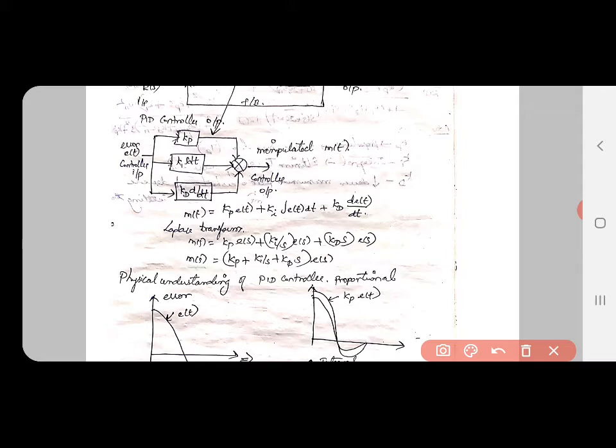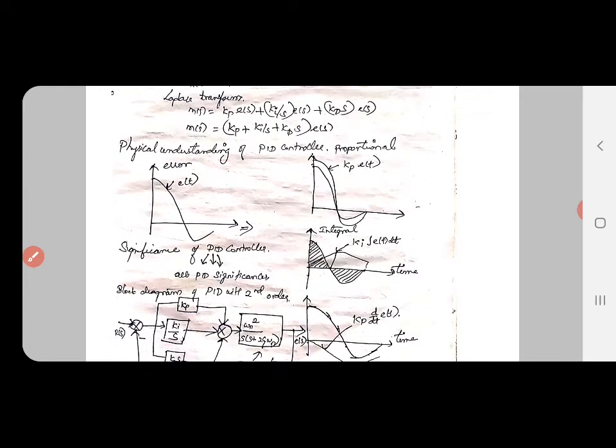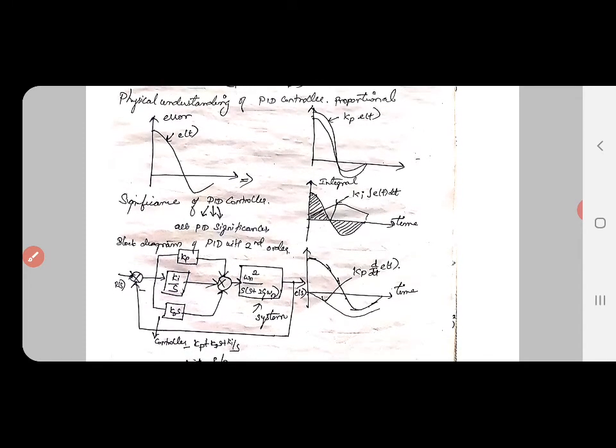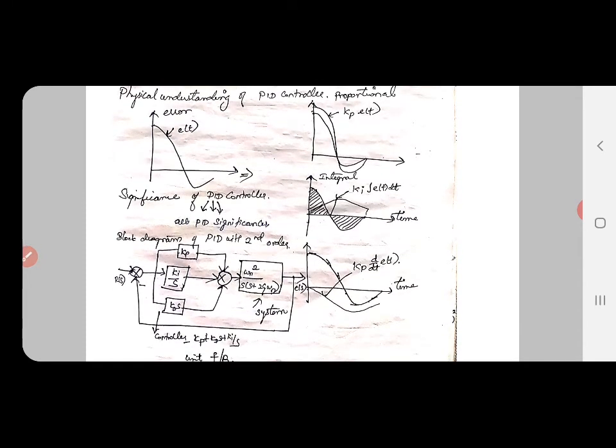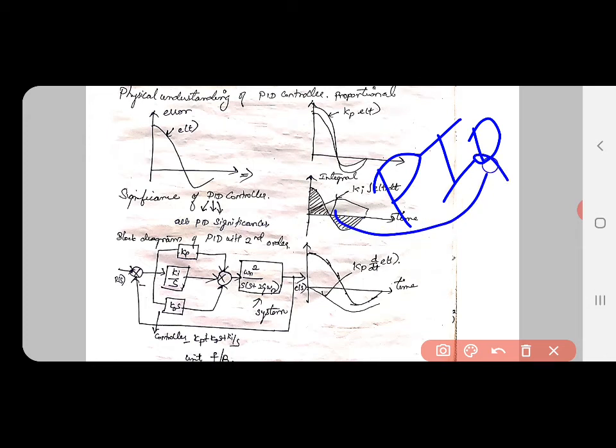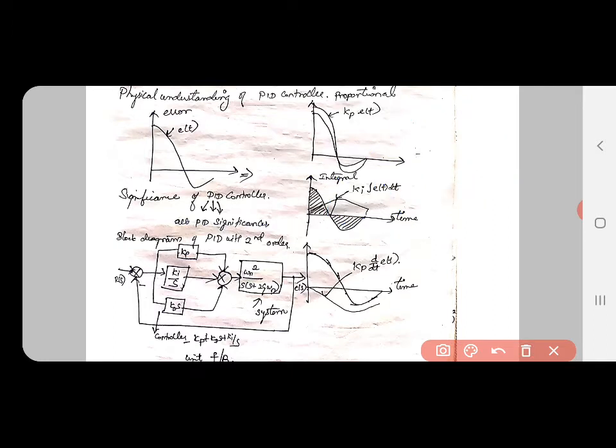Then we see the physical understanding of the PID controller. The significance of the PID controller is that it is a combination of all these. This PID controller is a combination of proportional, integral and then derivative. So all the advantages and the drawbacks will come in a combined manner for the PID controller. Then we write the block diagram of the PID controller: Kp, the proportional part, the integral part Ki by s, and then the derivative part.